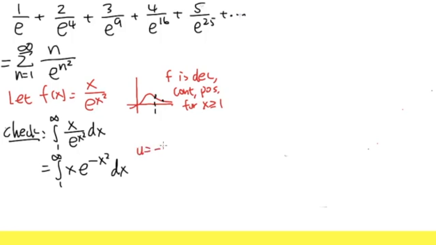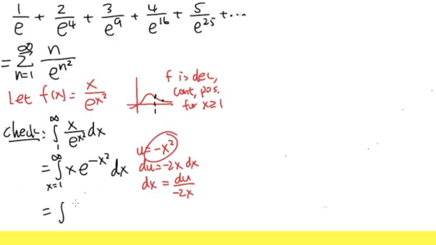U equals negative x squared. Du equals negative 2x dx. And then I will just isolate the dx so we can see some nice cancellation. So we have du over negative 2x. And as usual, take this integral to the u world. We get the integral. When x is 1, we'll go ahead and put 1 in here. We get u is equal to negative 1. And when x is infinity, put this here. We get u is equal to negative infinity.